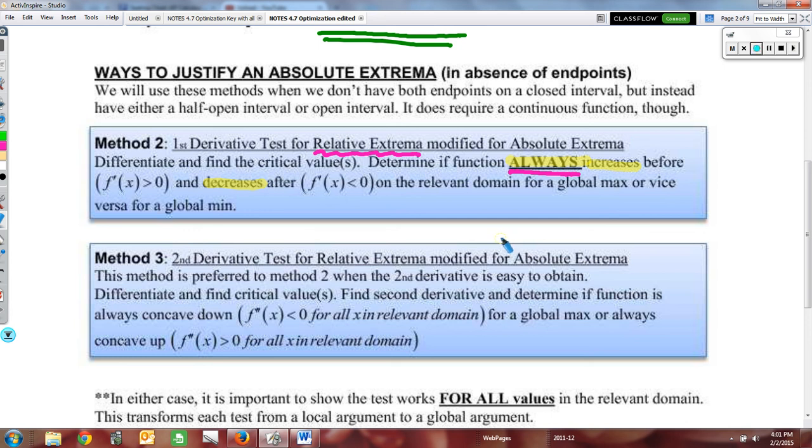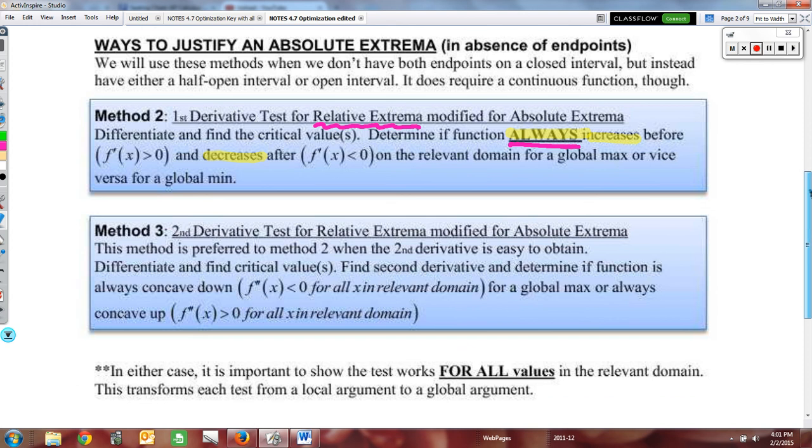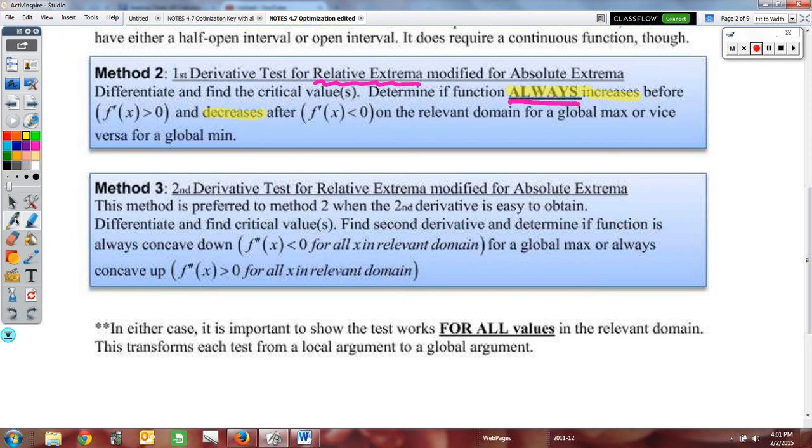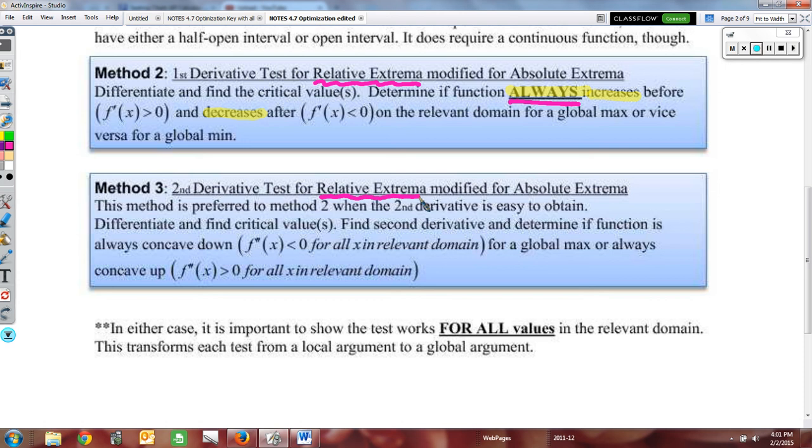If there's any switching, if it's increasing, decreasing, increasing, then you're out. You have to make sure it's always doing one or the other, and you can split it into two sections basically. Method 3 is your second derivative test, and again, that second derivative test was only for relative extrema, but we can modify it for absolute extrema. You find your first derivative just like you do up here, find your critical values where your first derivative is equal to 0, and then you find your second derivative, and you want to make sure that it's easy to obtain, otherwise there's no point to do this.